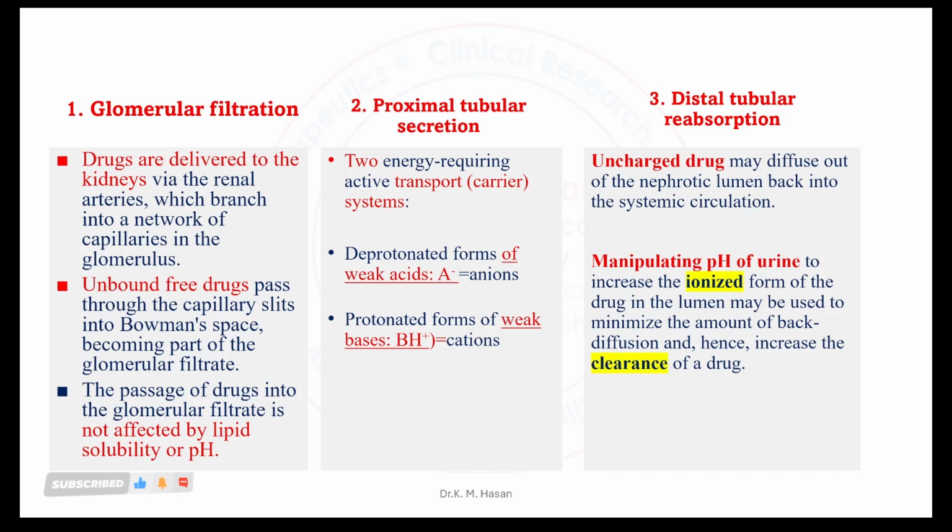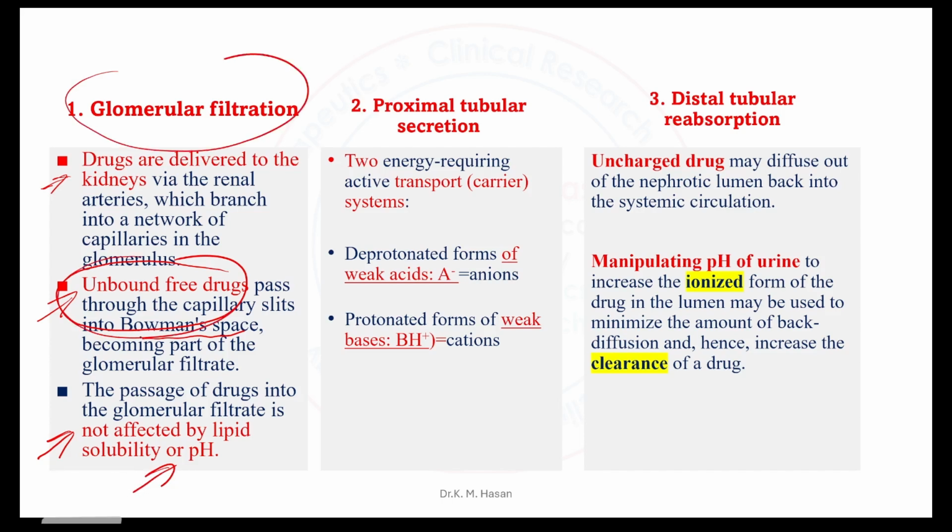Regarding drug elimination, we have three processes: glomerular filtration, proximal tubular secretion, and distal tubular reabsorption. Regarding glomerular filtration, the drug is delivered to the kidneys. Number one, the drug should be unbound and free to pass through the capillary of the Bowman space. There is no effect of lipid solubility or pH here. What we need is only for the drug to be free and able to pass through the Bowman capsule. This is the first condition for drug elimination by glomerular filtration: the drug needs to be free, without any effect of pH or lipid solubility.